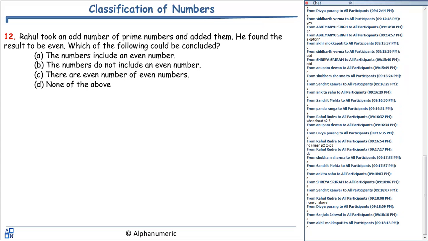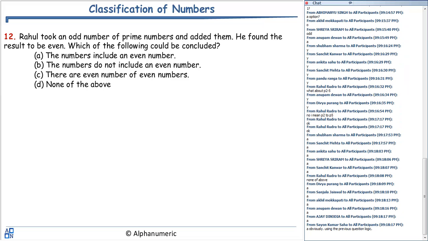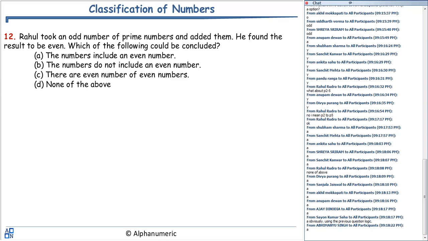All right, that's right. The answer is obviously A. Using the same logic, that's right, sir. The answer is definitely option A here. Rahul took an odd number of prime numbers. Let's say he has taken 5 prime numbers. Same as the previous question, P1 plus P2 plus P3 plus P4 plus P5.